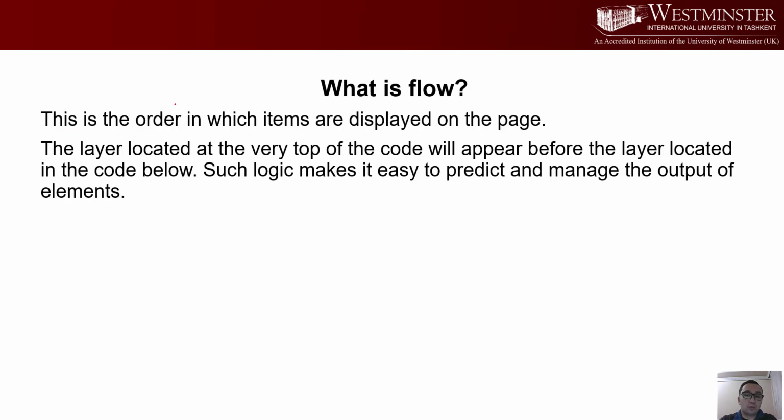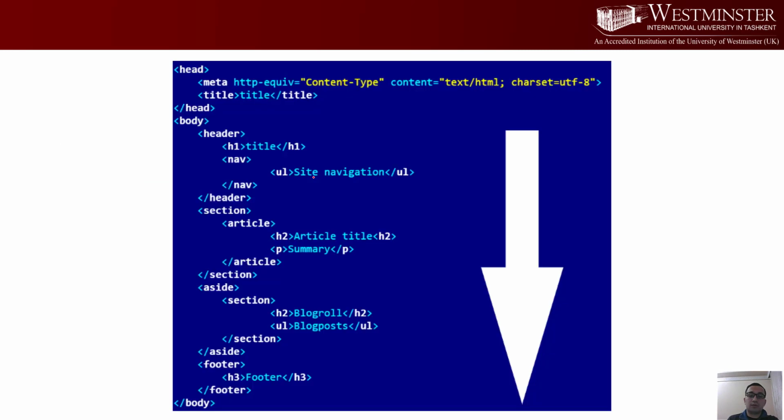What about flow? It is the order in which items are displayed on the page. So it is about the sequence, which item appears first and which item appears last. The layer located at the very top of the code will appear before the layer in the code below. Such logic makes it easy to predict and manage the output of elements.